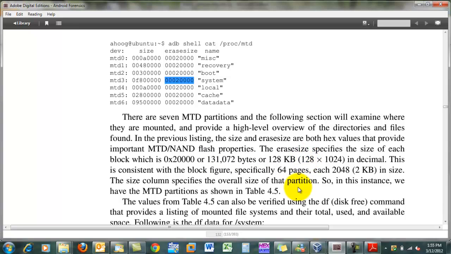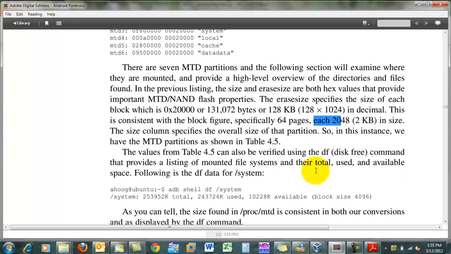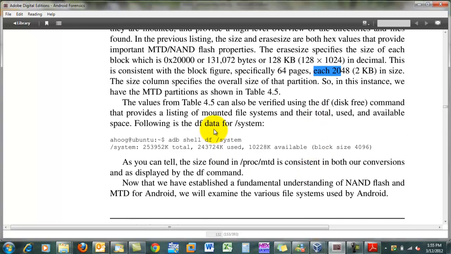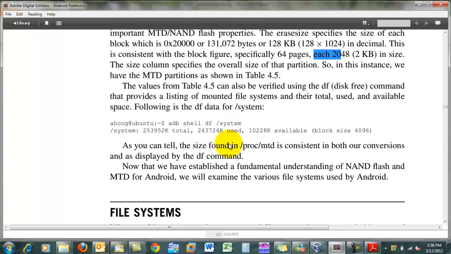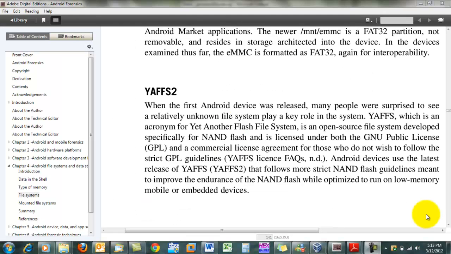And this is the same as we discussed over here, which is 64 pages, or 64 chunks, and each of them is 2048 bytes. So it's the same. To cross-reference it, you can do a df for the system folder, and you can see the same thing repeated there.